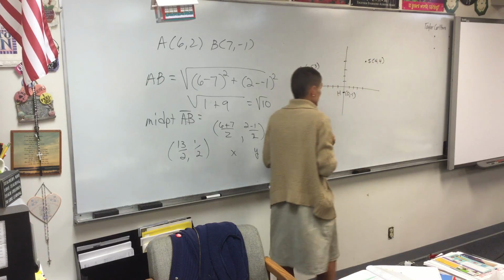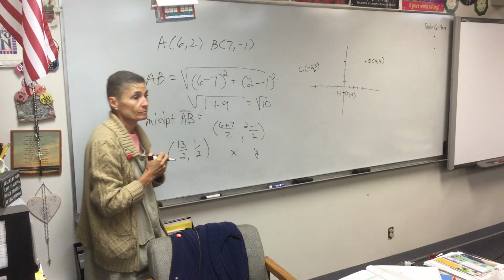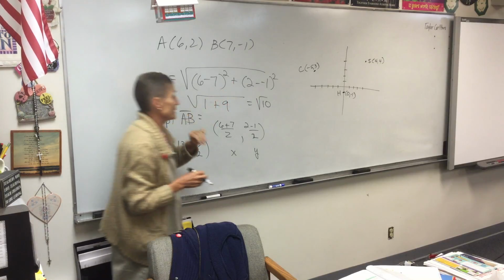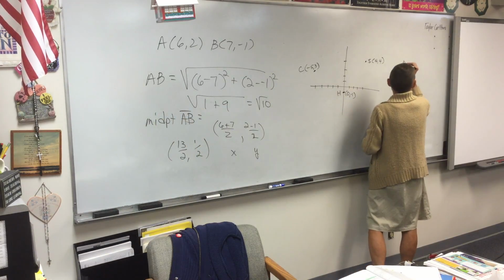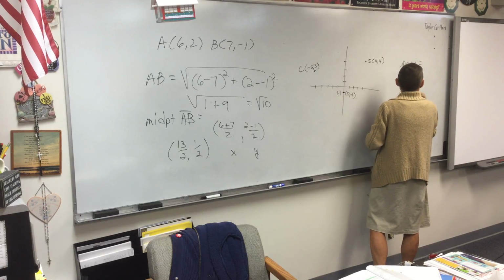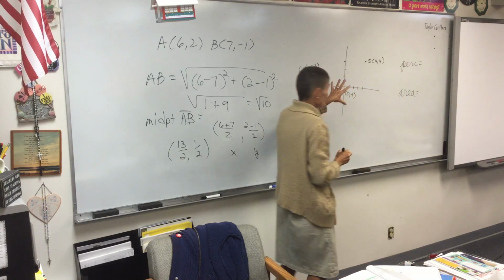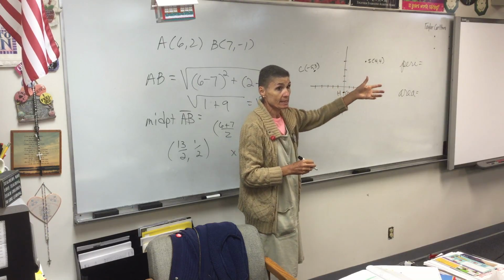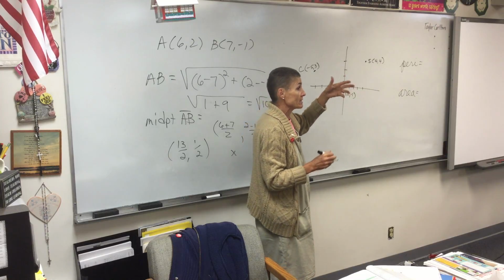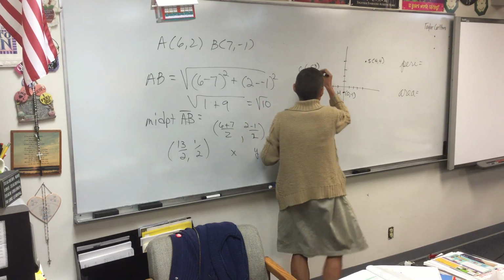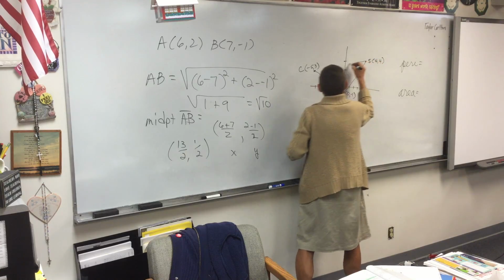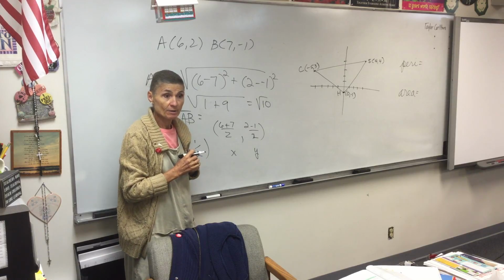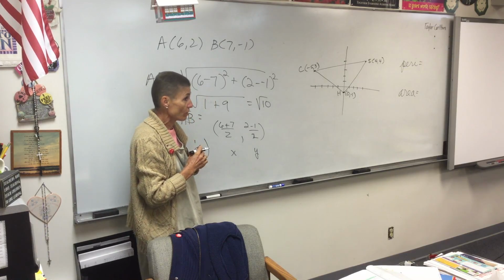Page 20, number 19. So the question gives me these 3 points, and it says, find the perimeter and the area of the figure formed by those 3 points. Now, obviously, those 3 points make a triangle. And we're going to find the perimeter and the area of the triangle.